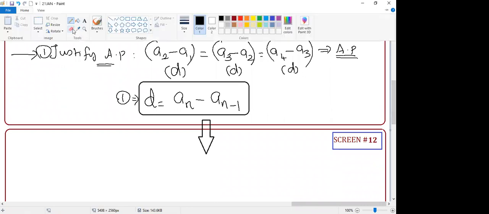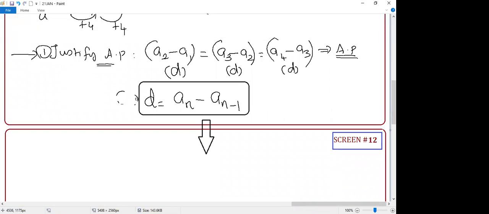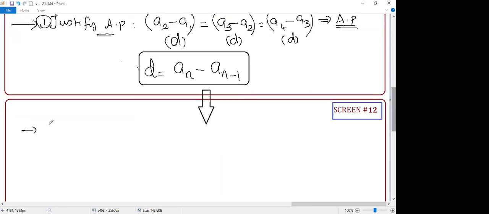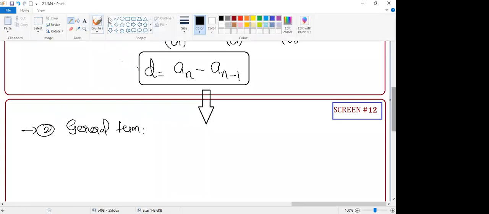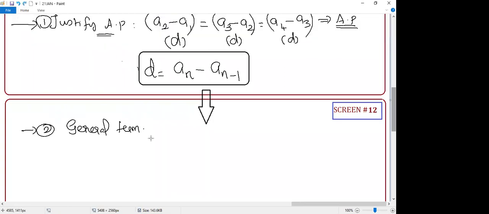Clear or not? The second formula is: what is the general term? How are you writing the general term or nth term? You can say anything. Sir, how to write the general term? No. We'll write the general form first, then I'll write the general term.